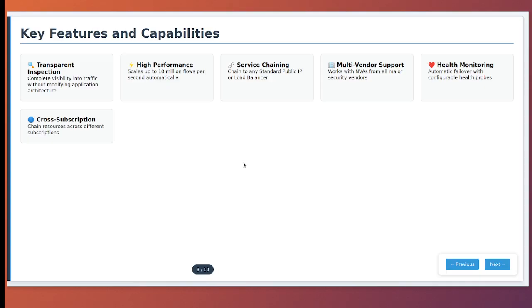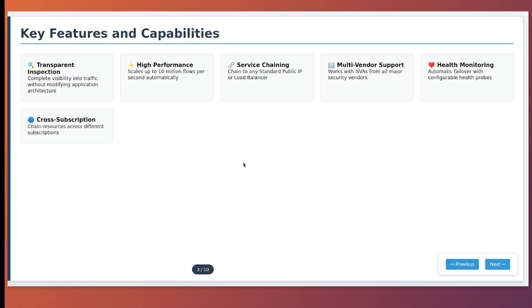The health probe mechanism deserves special mention. It supports both TCP and HTTP/HTTPS probes, allowing you to verify not just that your NVA is running, but that it's actually capable of processing traffic. You can configure probe intervals, timeout values, and unhealthy thresholds to match your specific requirements.